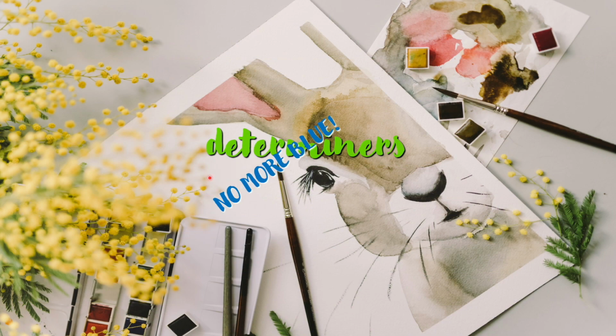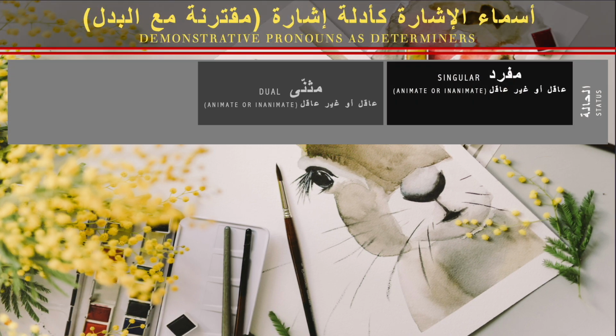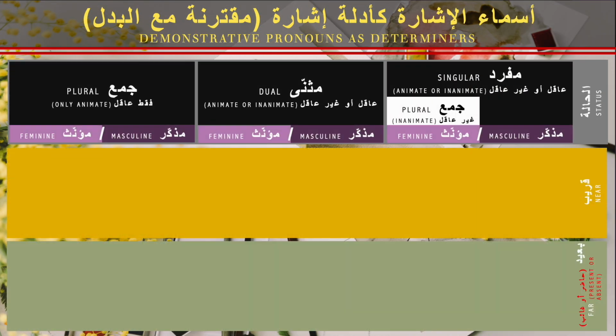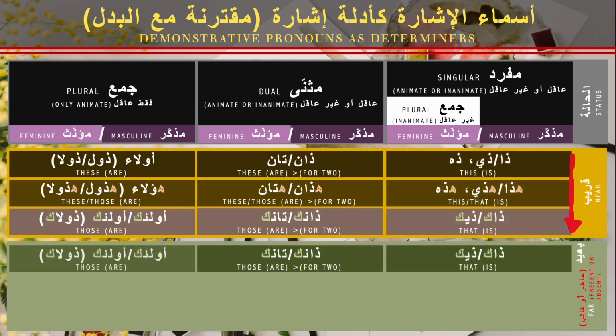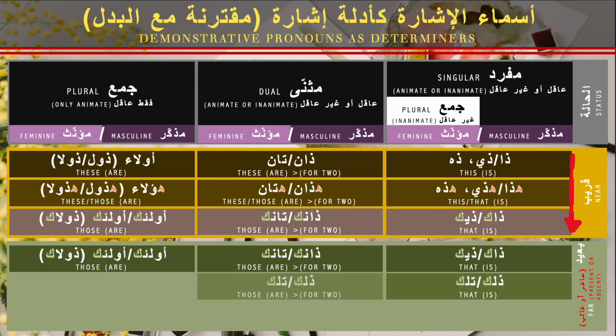In the determiners, we have no more blue. Here I'm going to show you quickly the table summary for the demonstrative pronouns when they are used as determiners. So they are not pronouns anymore, more than they are demonstrative tools that come together in a pair with the noun that they are indicating. So just remember that the blue suffix needed for the demonstrative pronouns is not used here anymore in determiners.